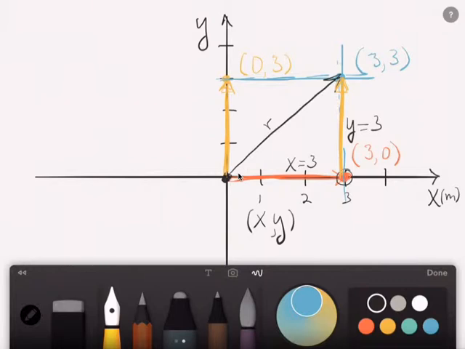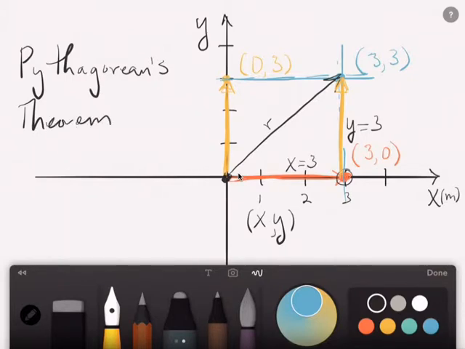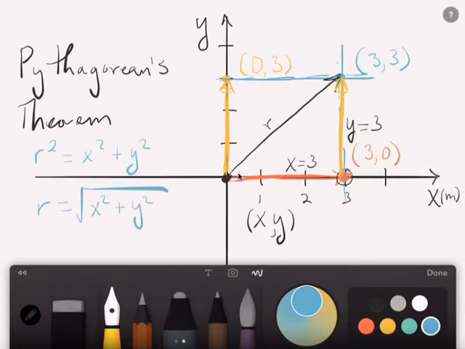Well, r is going to be calculated using a theorem that some of you may or may not know, and it's called Pythagorean's theorem. And I'm not going to get real deep into how it's derived and all of that, but what I do want to say is that it looks like this. It's going to be r squared equals x squared plus y squared. Or we can rewrite this as r is just equal to the square root of x squared plus y squared. So we could easily calculate r right now.